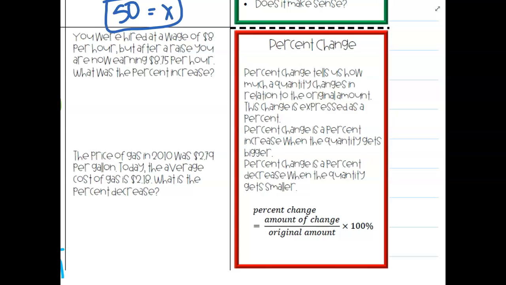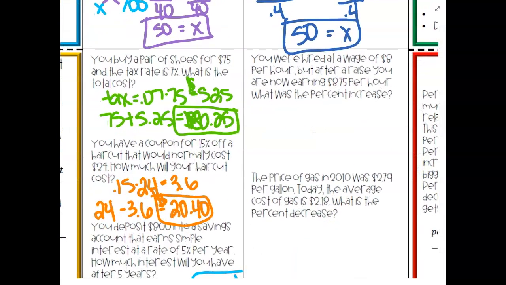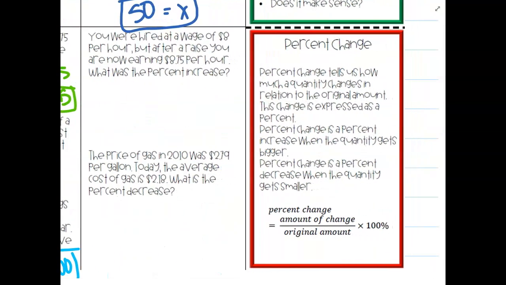Because here's the thing, I could just say, for those shoes, I had to pay $5.25, which is a 7% change. But if you just say the tax is $5.25, and you don't really know what you're talking about, that may seem like a lot of money. I mean, $5.25 on a pair of shoes seems like a lot. But if you're buying a car and the change was $5.25, that'd be nothing, right? Because it's so much more. So percent change expresses the change as a ratio of the original cost.